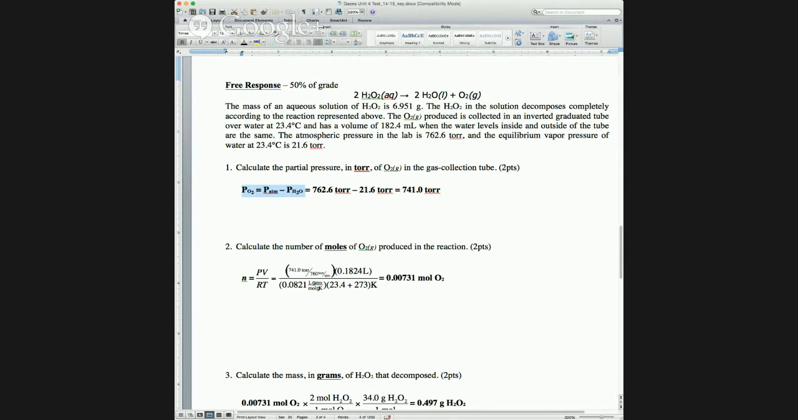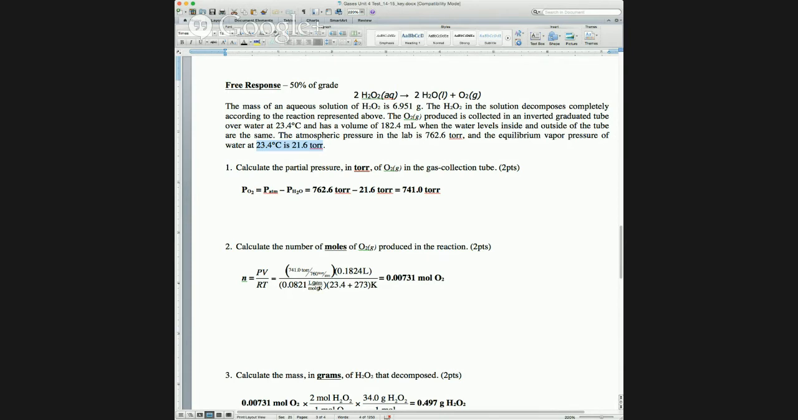This one was that we're collecting a different gas, but you are having the partial pressure of oxygen gas equals the partial pressure of whatever the atmosphere is, whatever the barometric pressure is. And this PATM right here was the atmospheric pressure in the lab, okay? And then the partial pressure of the water, that is right here. It'll give it to you in the problem, or it'll give you a table that you need to reference it in. So the equilibrium vapor pressure of water at 23.4 degrees Celsius is 21.6 torr.